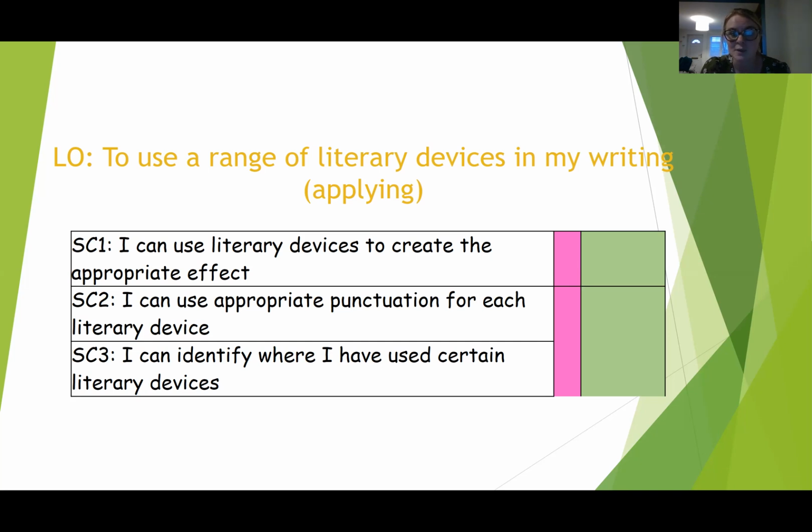Success criteria 2 is to use the appropriate punctuation for each literary device. So we need to remember if it's an exclamation, to use our exclamation mark. If it's an apostrophe, to use the correct punctuation mark. And lastly, once we've written it, we're going to have a look to see and check and identify where we have used these different literary devices in our writing.